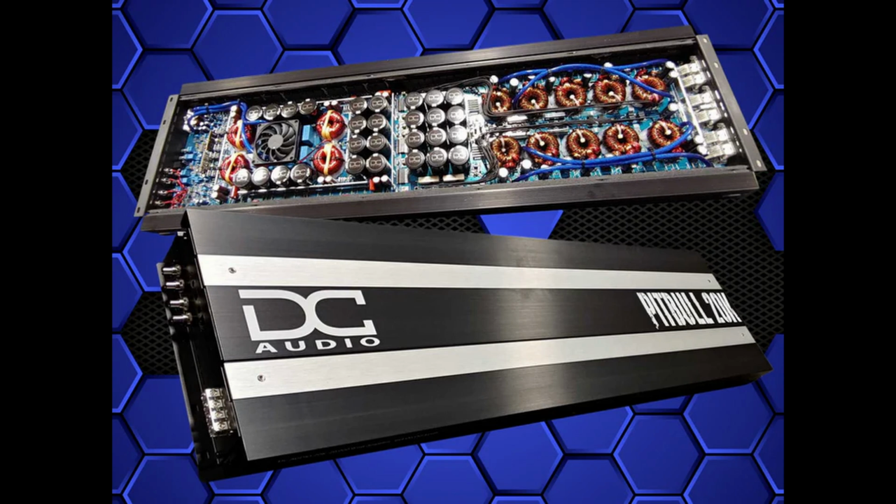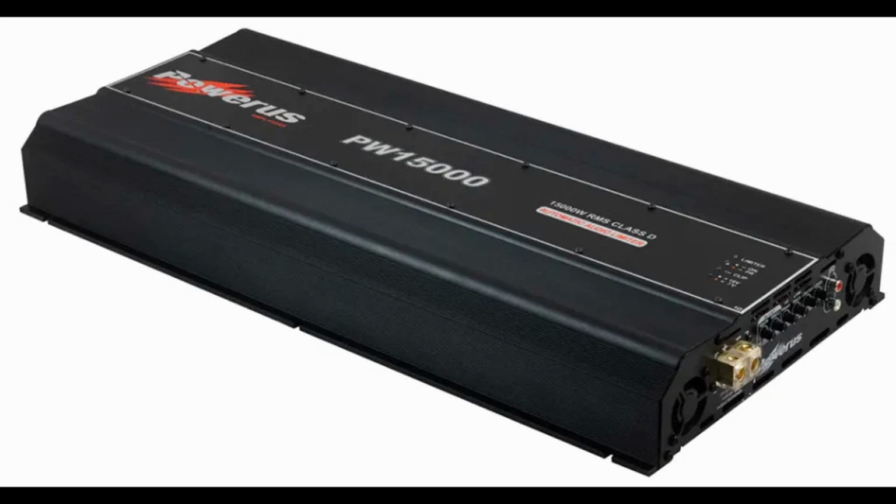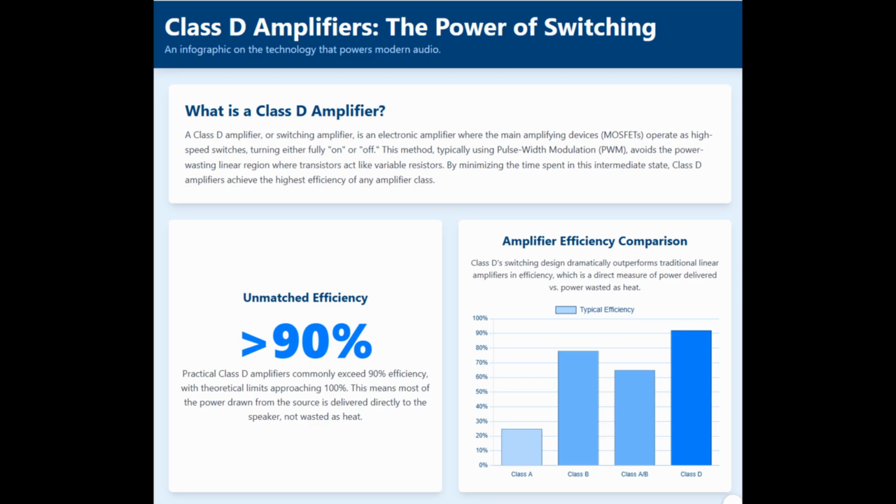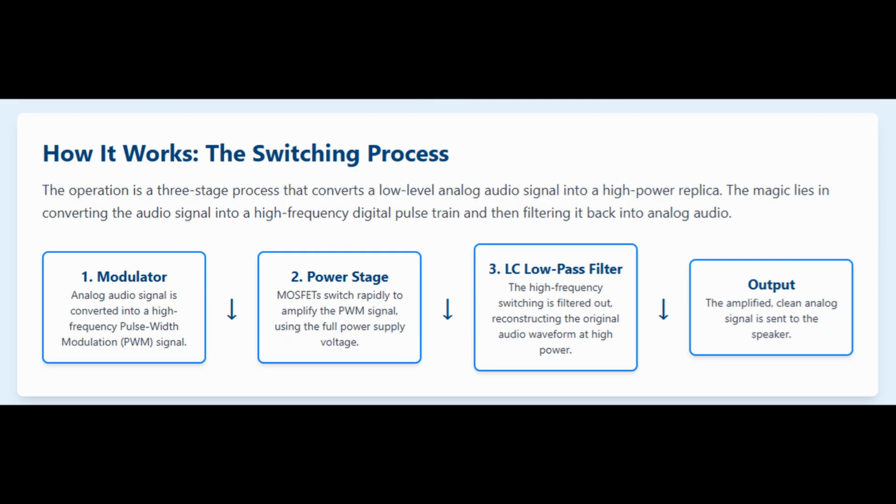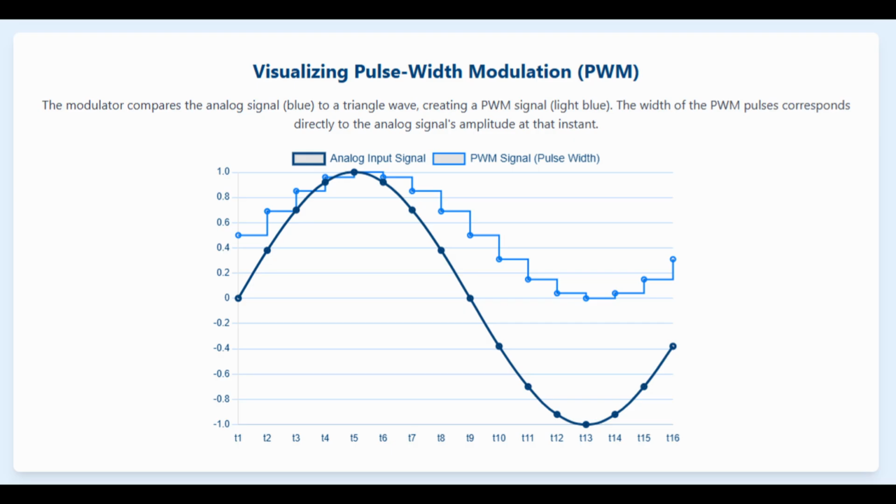How does adding more levels help? It makes the output waveform, that switched waveform, a much closer approximation of the actual audio signal you want. It's a smoother output before filtering. This reduces the remaining ripple, the high-frequency noise, dramatically. We're talking maybe up to 10 times less power dissipation in the output stage. 10 times less power, that's significant.